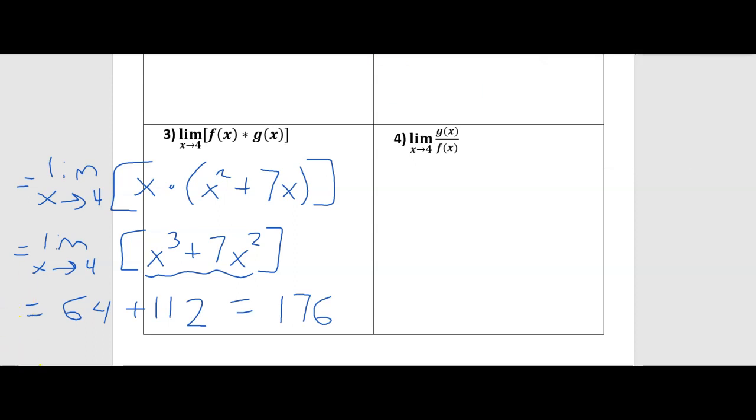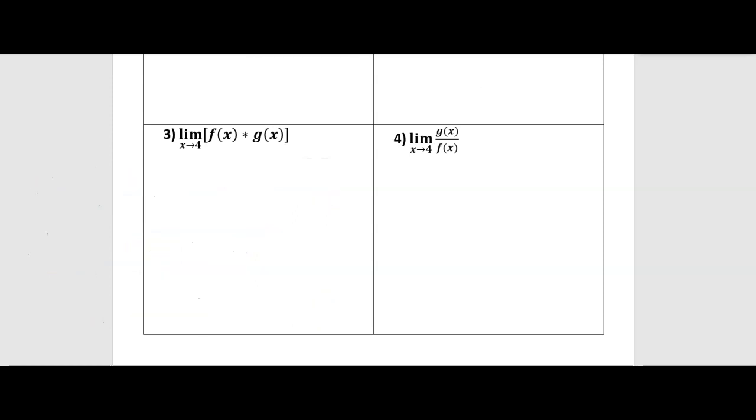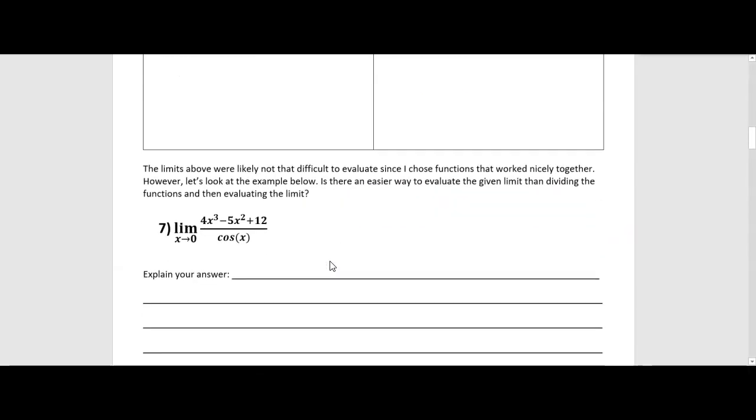So these weren't too bad because the functions were not too complicated to work with. Now, if I had given you more complicated functions, performing these operations on the functions may be pretty difficult, and you may want to actually evaluate some limits first before you perform the operations on the function. So let's go to the next page and talk about some of these limit properties and how they may help us out.